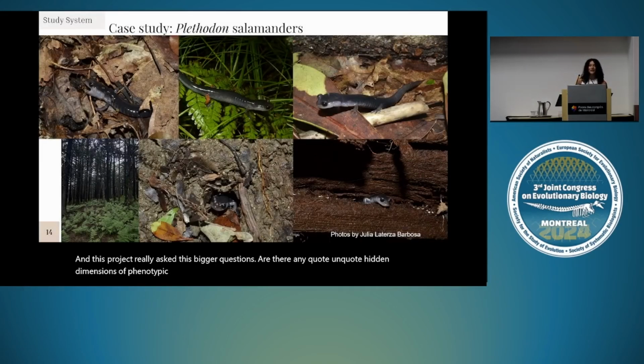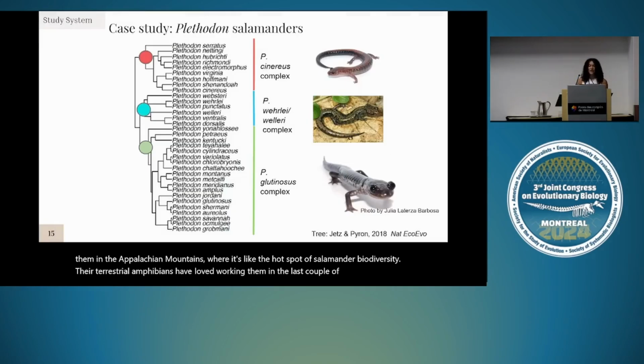And to look at this, we're looking at Plethodon salamanders, who I think are one of the most adorable animals that we have. You can find them in the Appalachian Mountains, where it's like the hotspot of salamander biodiversity. They're terrestrial amphibians. I have loved working with them in the last couple of years. They can be broken into three main sublineages. So the red node is going to be the Plethodon cinereus complex, also known as the redback salamanders, really common along the eastern coast of North America. We also have Plethodon welleri and Plethodon glutinosus in the green node, commonly known as some of the slimy salamanders.